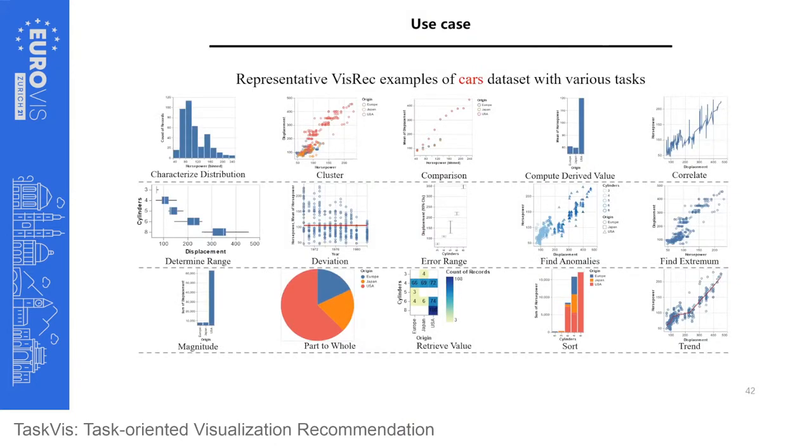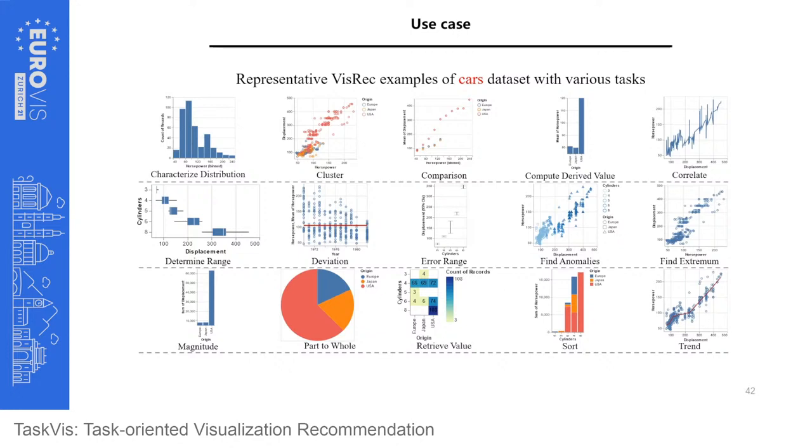Now, suppose that we are exploring a dataset of cars with different types of columns. Various analysis tasks can be explored in this dataset. Illustrated with example, this picture lists representative results ranked in the forefront for each task recommended by TaskVis.